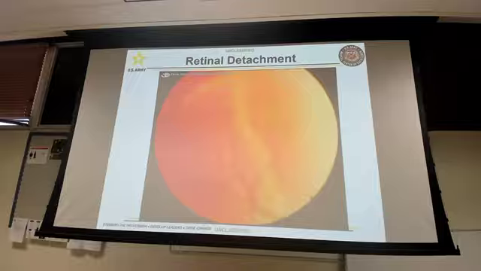So same thing on this side. This part of the retina is elevated. You have some rippling right here. And if you follow this blood vessel and this blood vessel, it looks like it takes a deep nosedive down into the rest of the retina.